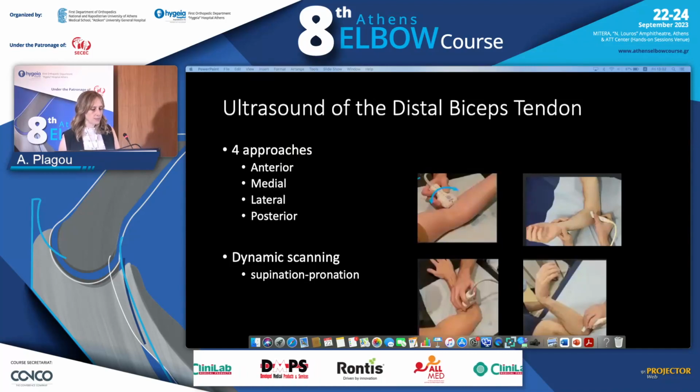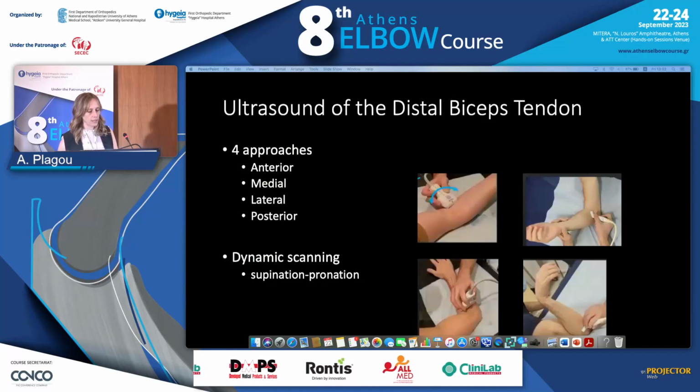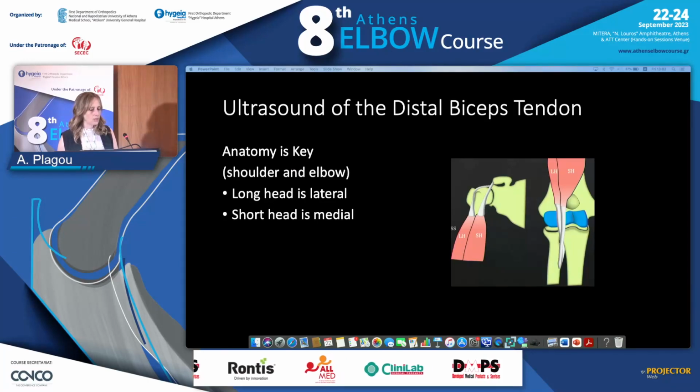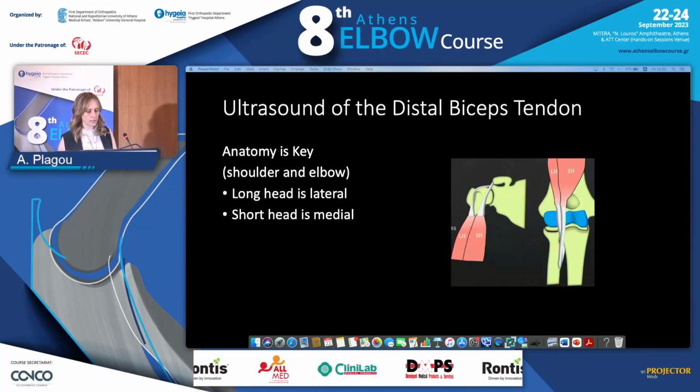In the distal biceps tendon, just a small summary of the ultrasound technique. We use 4 approaches, and we also use dynamic scanning, supination and pronation, and this is very important for our diagnosis. Anatomy is key, as always, so when we scan, it's important to remember that the long head is lateral and the short head is medial.